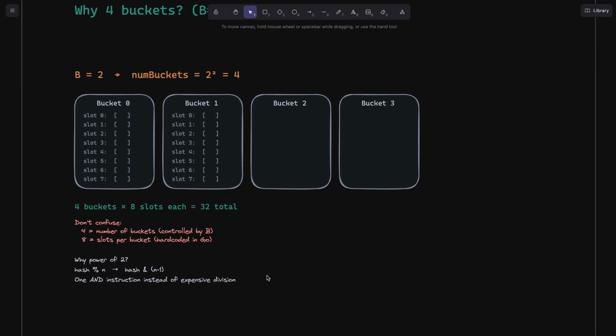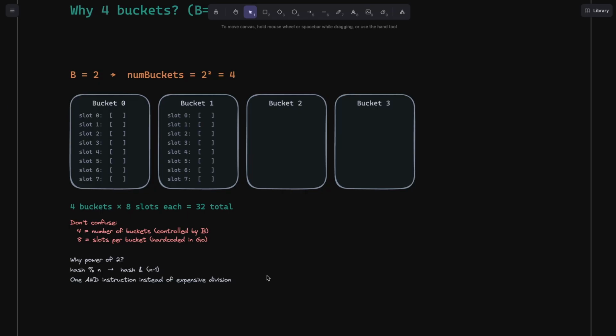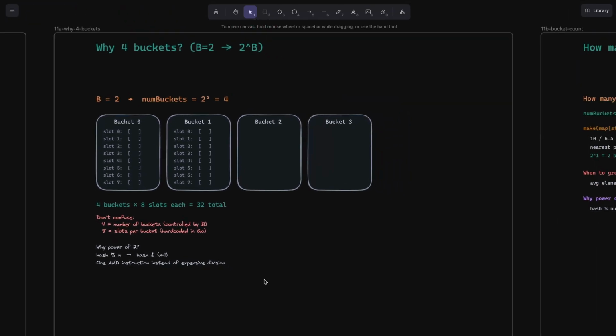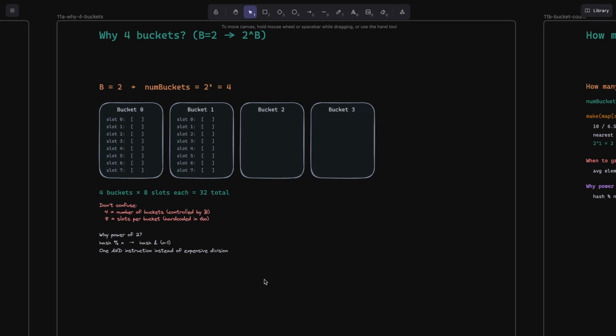Why a power of 2? Because picking a bucket becomes almost free. Instead of expensive division, hash modulo the number of buckets, Go can do a single bitwise AND operation: hash AND (number of buckets minus 1). That's one CPU instruction instead of a slow divide. And as the map gets full, B simply ticks up by 1, which doubles the number of buckets.